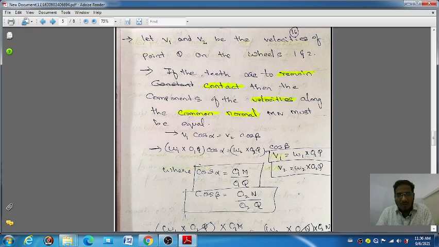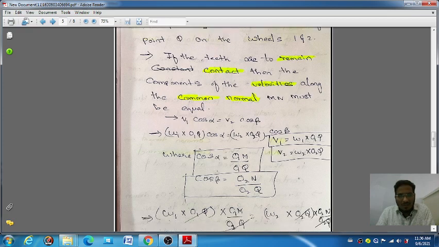With the help of the right angle triangle, just now I told you V1 is equal to omega 1 into O1Q, and V2 is equal to omega 1 into O2Q. You know that omega is the angular velocity. We are substituting the values of V1 and V2.